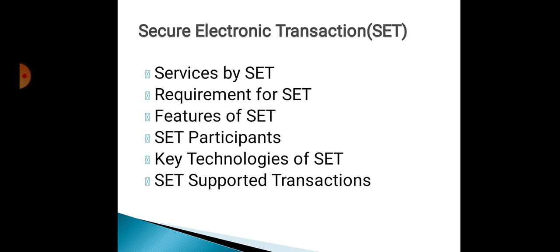The sequence of events in the SET system is as follows. There are 10 events in the sequence. First, customer opens an account, customer receives a certificate, merchant receives a certificate, customer places an order, verification of the merchant, order and payment sent, request for payment authentication by merchant, merchant confirms order, merchant provides goods or services, merchant requests payment.